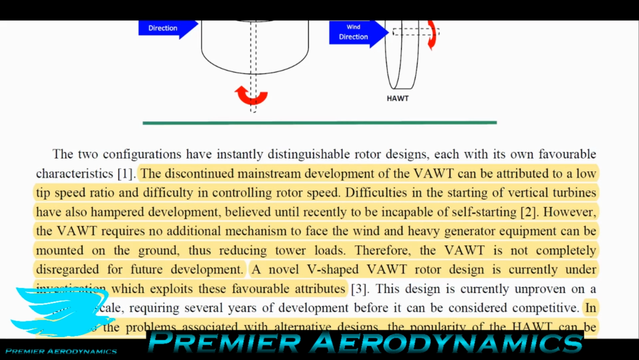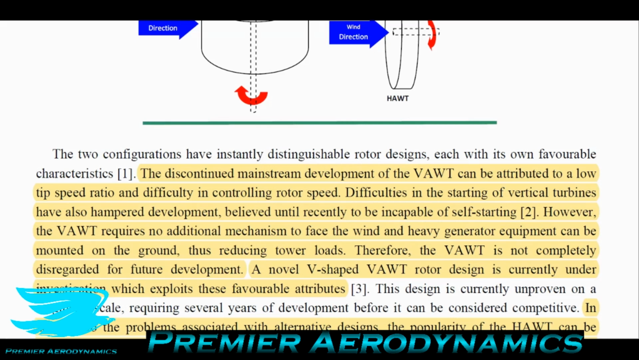However, the VAWT requires no additional mechanism to face the wind, and heavy generator equipment can be mounted on the ground, thus reducing tower loads. So that's one major detriment of a horizontal axis wind turbine, where you have the tower going up, then the shaft that these blades rotate around is horizontal. That means you need very big bearings and very strong gearbox gears to support this weight. As the blades go around, they change the direction they're facing and also rotation speeds. That creates a lot more force on these gearing systems, and that can lead to a lot greater wear, whereas the VAWTs don't have that problem.